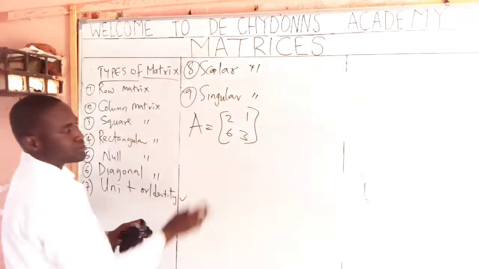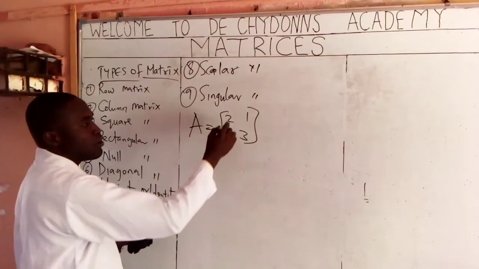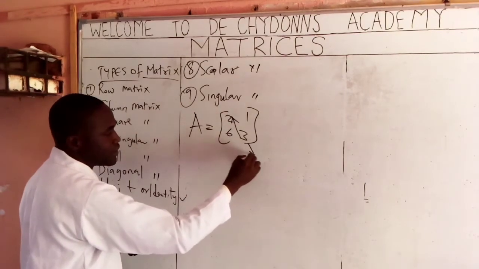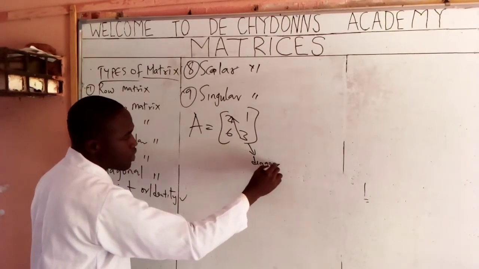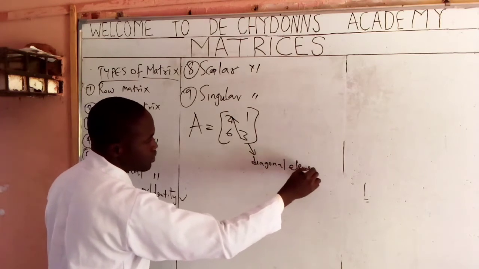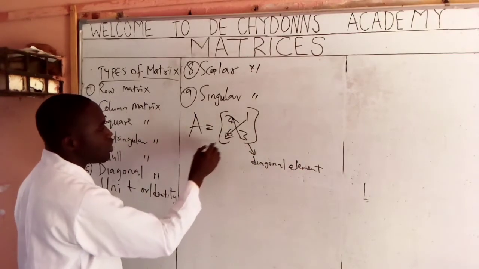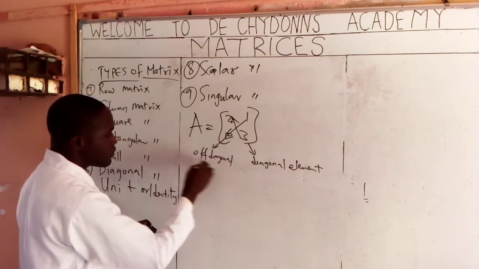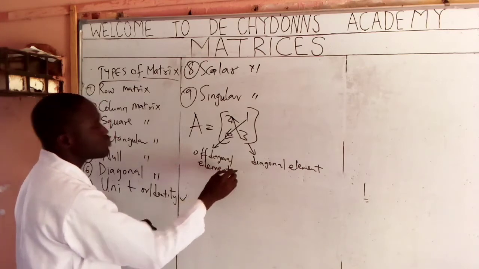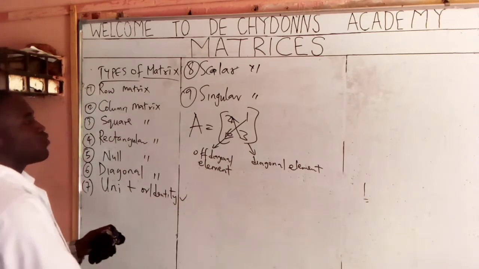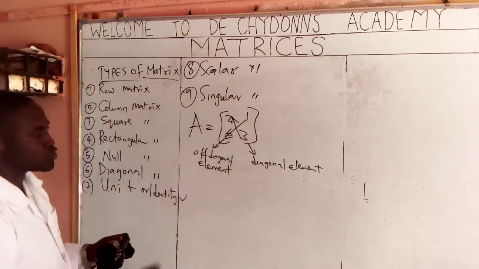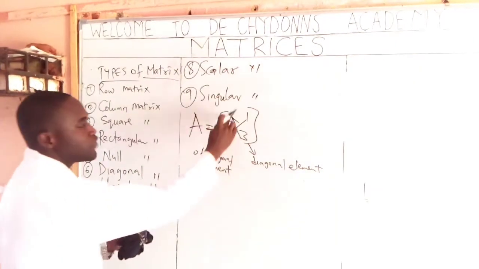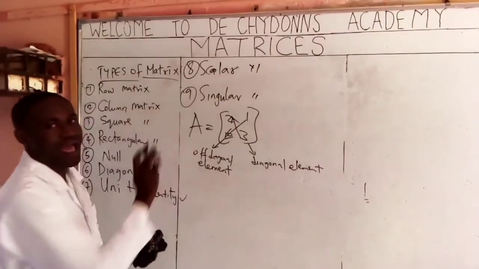How do we get determinants in a nutshell? It simply means these elements are called diagonal elements, while these are called off diagonal elements. So when we talk about a singular matrix, we say the determinant must be equal to 0. Determinant simply means the difference between the product of diagonal elements and off diagonal elements.